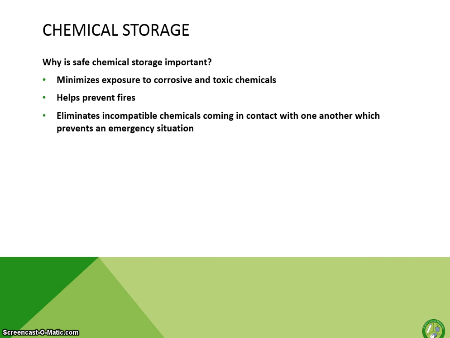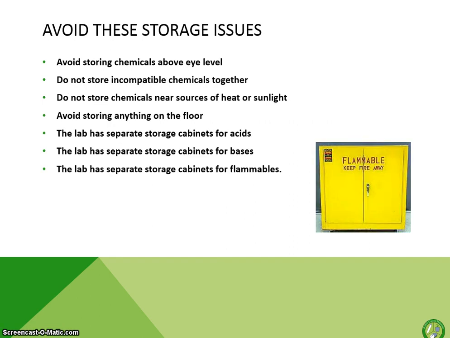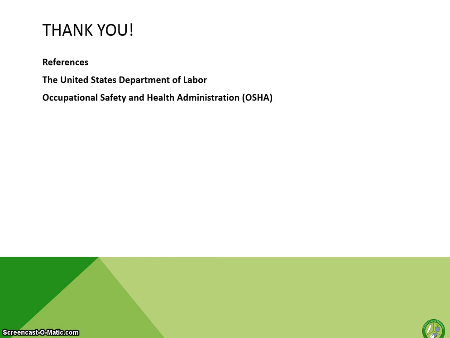All of our chemicals will be properly stored at all times. We have safety cabinets for our chemicals that we use. And we would like to avoid these storage issues. So avoid storing chemicals above your eye level. Do not store incompatible chemicals together. Do not store chemicals near sources of heat or sunlight. Avoid storing anything on the floor. The lab has a separate storage cabinet for acids. We have a separate storage cabinet for bases, and we'll have a separate storage cabinet for flammables.